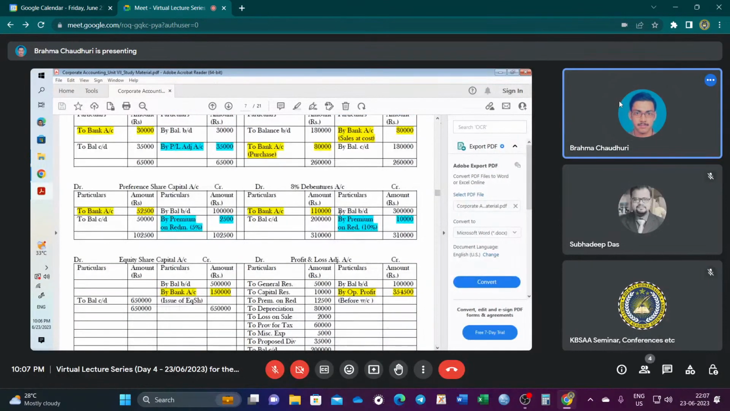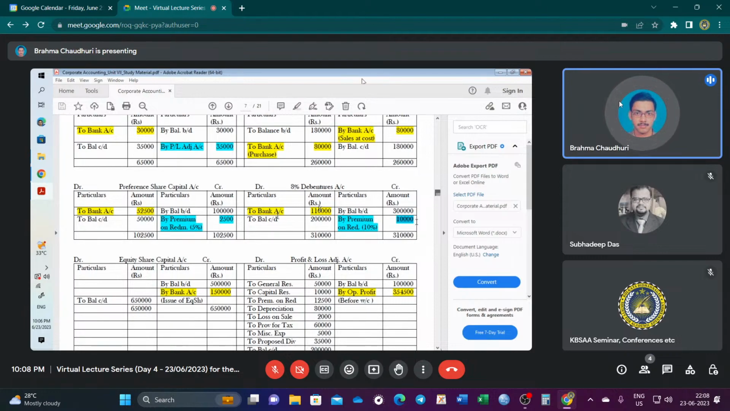That is why we are creating this premium on redemption of debenture at 10%, which is 10,000. So what is the journal entry? 8% debenture account debit 1 lakh, premium on redemption of debenture account debit 10,000, to bank account 1 lakh 10,000. This is actually the redemption value, 1 lakh 10,000.